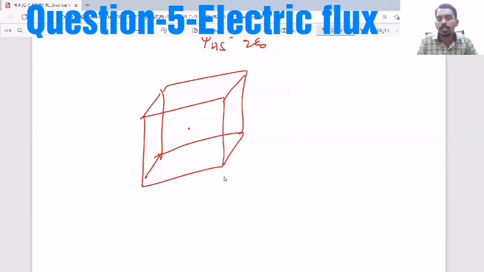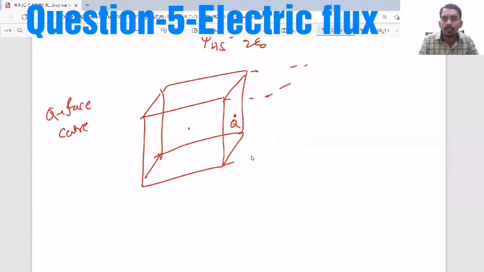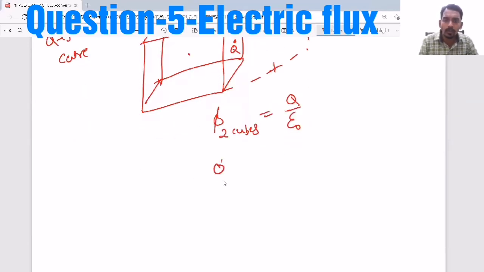Now, when the charge is at the body center, then the flux is Q by epsilon naught. But in the same way, when the charge is located at the face center, you have to imagine one more cube here, so that the charge is enclosed. Now the flux for two cubes will become Q by epsilon naught, and the flux for each cube will become Q by 2 epsilon naught.